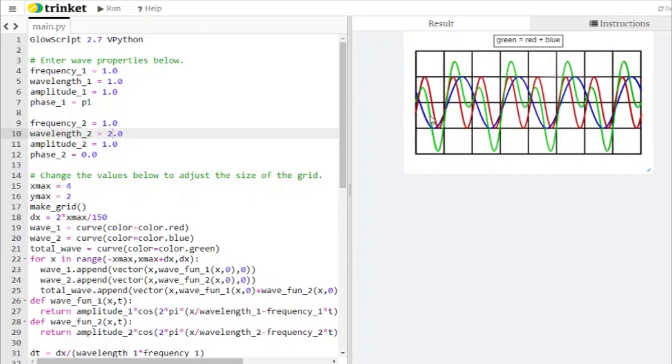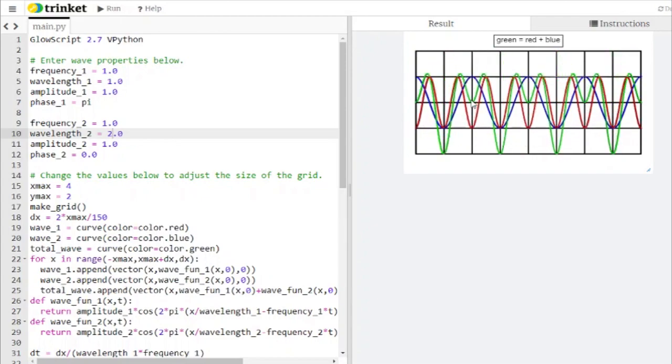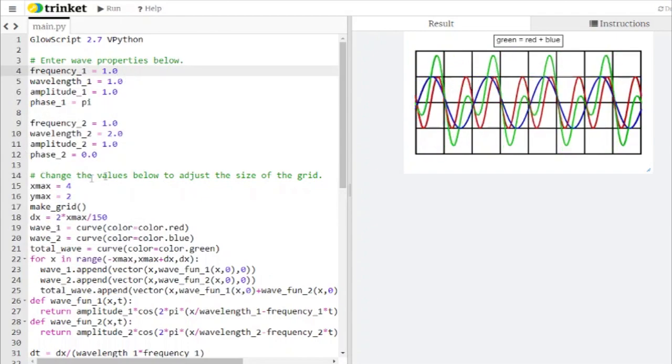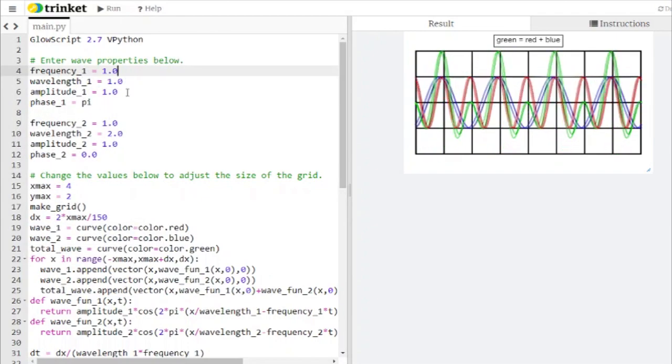So anyway, I hope this is a fun activity for you. In the next video, we're going to look at when we add many waves together. And so the activities at the end of this video will help prepare you for that.